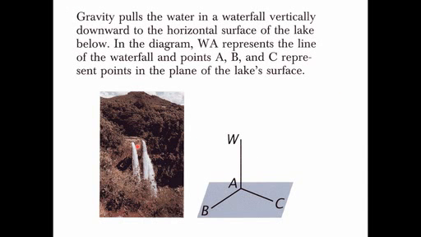All right, moving on to a three-dimensional drawing here of a waterfall. Gravity pulls water in a waterfall vertically downward to the horizontal surface. So think of this in 3D. These are actually right angles right here at WAB and WAC because it's perpendicular to the flat water.